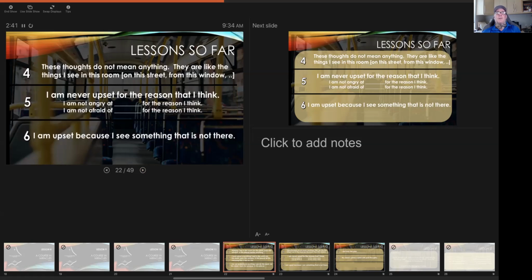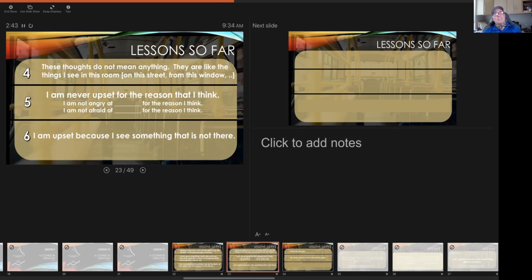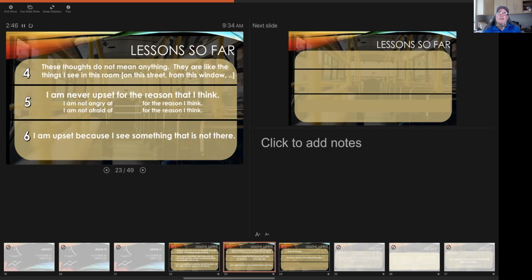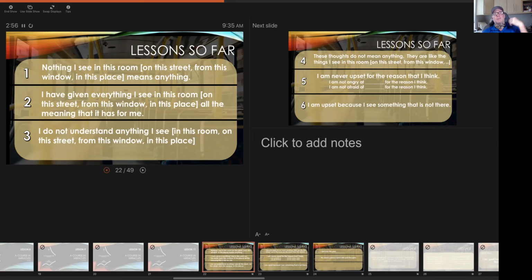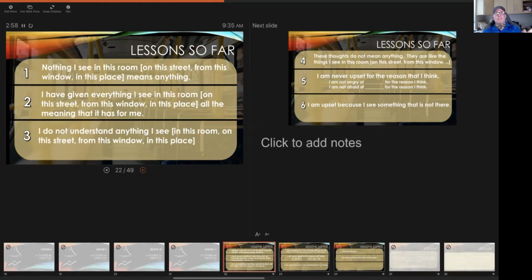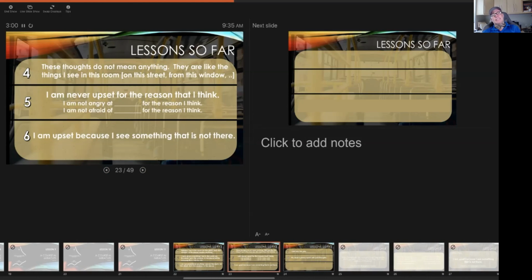So let's take a look at number 4. This was last Thursday. "These thoughts do not mean anything. They are like the things I see on the street, from this window, in this place." So then we switched it to the thoughts I had, not just the other ones, which was what I was seeing. So it was my visuals in the first 3. Now it's my thoughts. Don't mean anything.